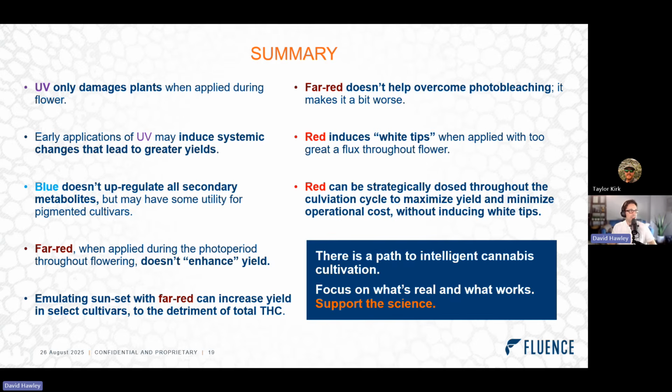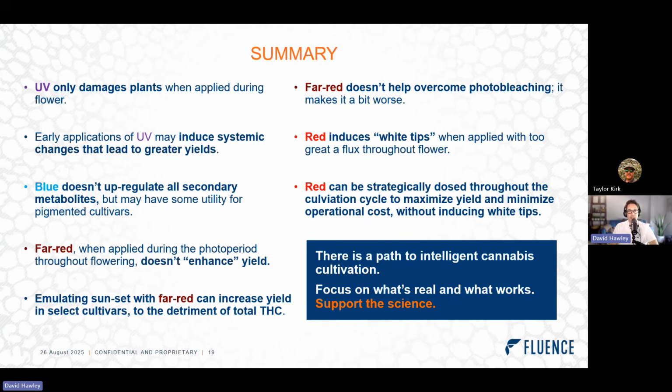Far red, when applied during the photo period throughout flowering, doesn't enhance yield. Unfortunately, it would be awesome if it did, but it just doesn't seem to do it. Emulating sunset with far red can increase yield in certain cultivars, but it comes to the detriment of THC. Far red doesn't help overcome photo bleaching. It actually seems to make it a little bit worse.